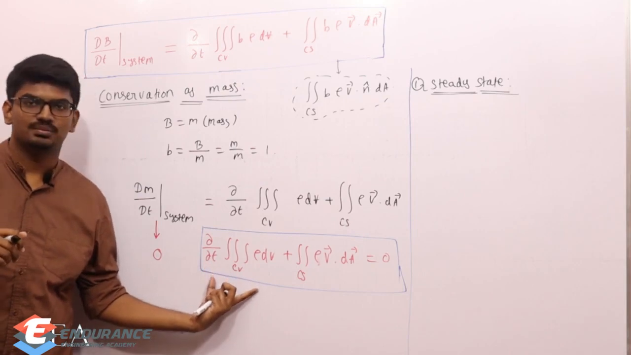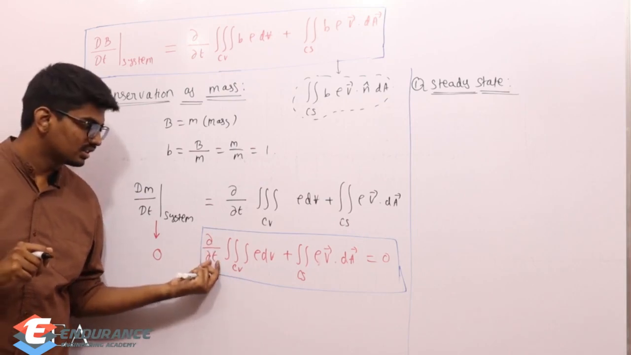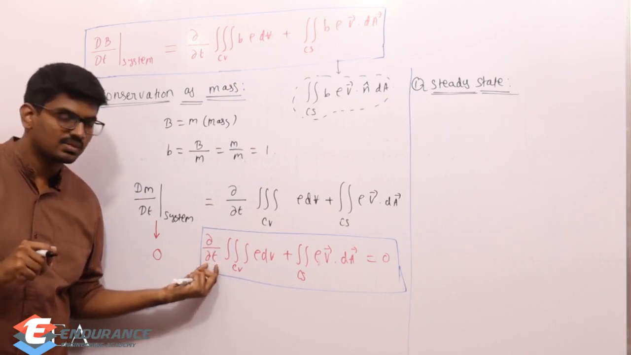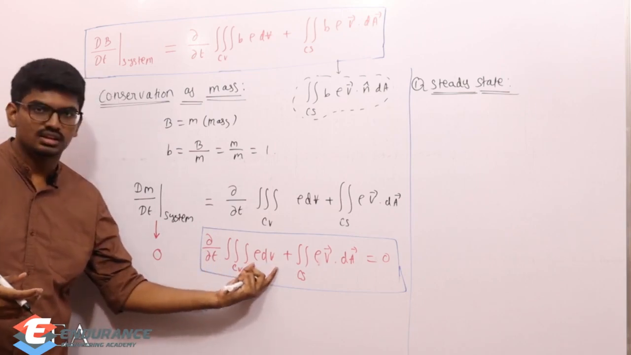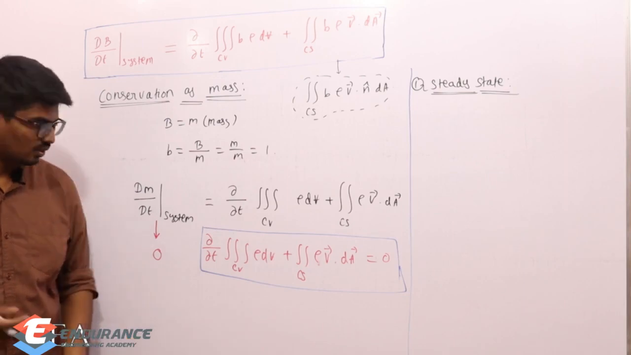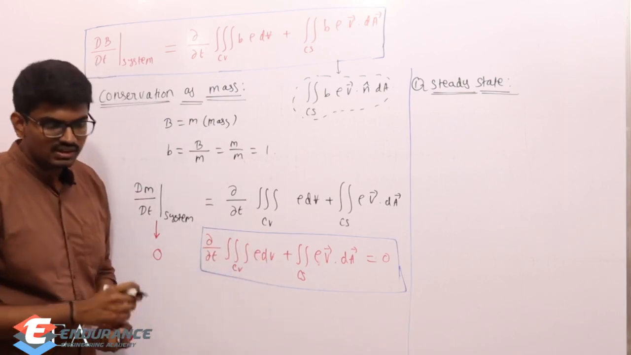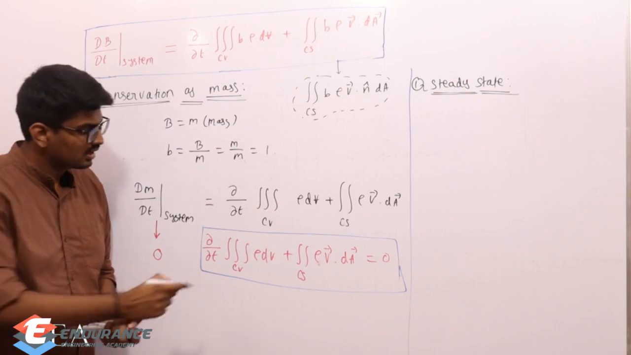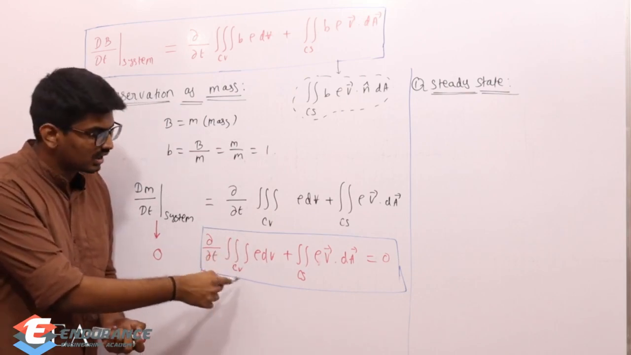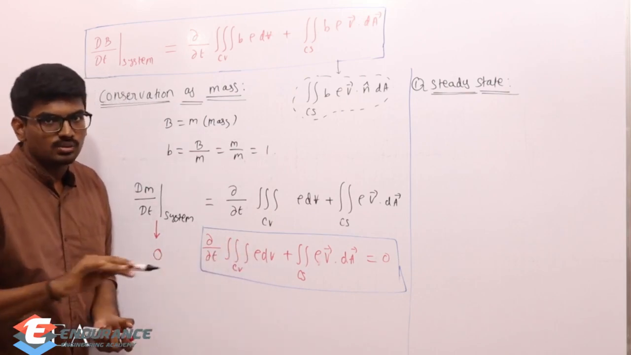What will happen to this term? This is time rate, right? Time rate of change of this particular quantity. So this is what actually rho into dV. Rho into dV is the small mass. Density into small volume is the small mass. And if I volume integrate it over the control volume, I will get the total mass.